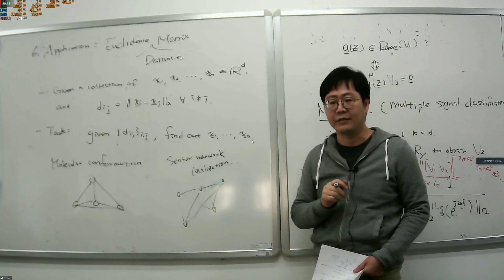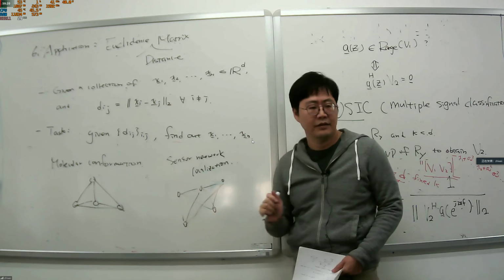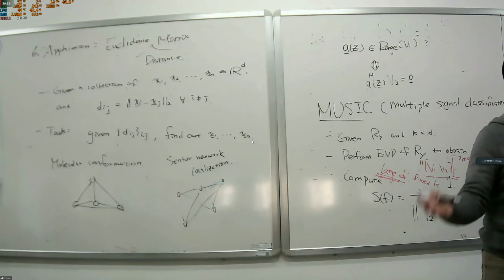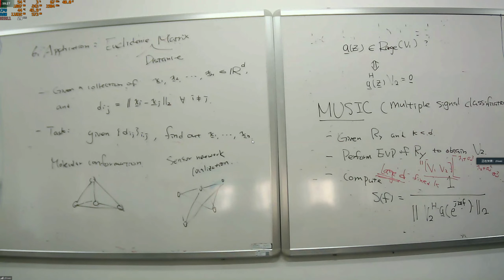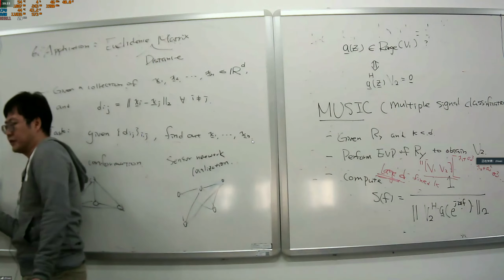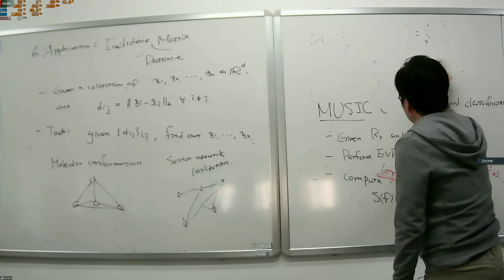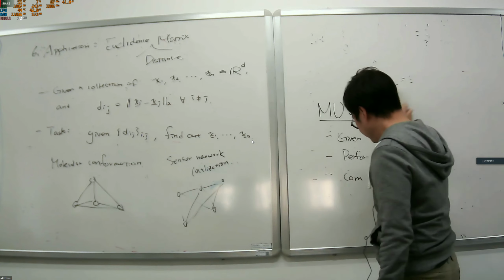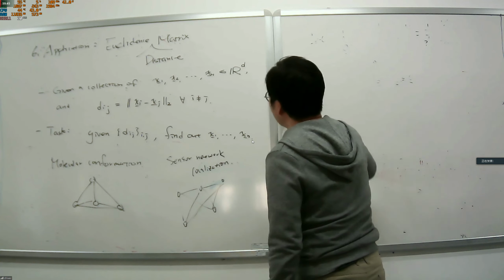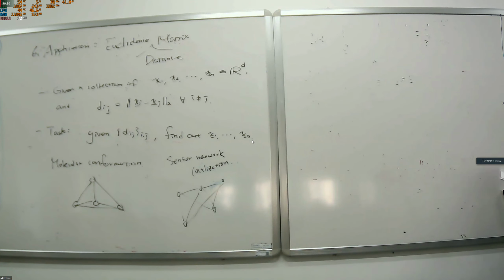So this is the problem. You only know the distance between any two nodes, and you want to find out exactly where these locations are. So that's also a very interesting problem. So how can you see the PSD matrix can play a role here?